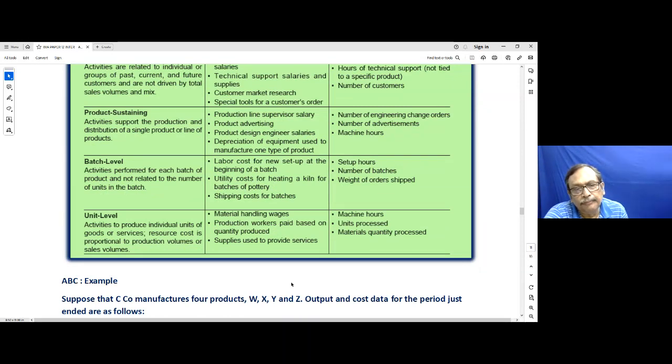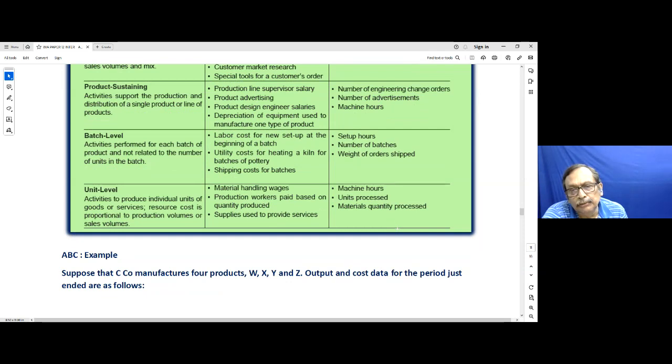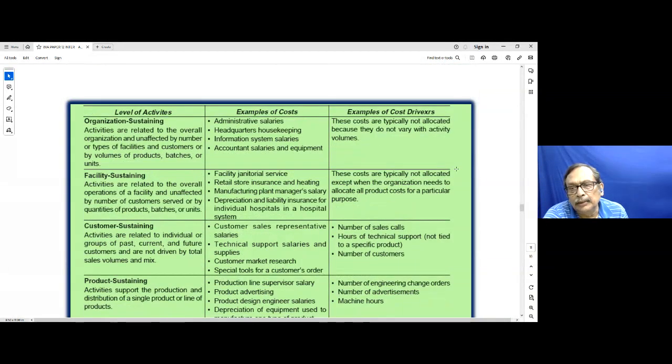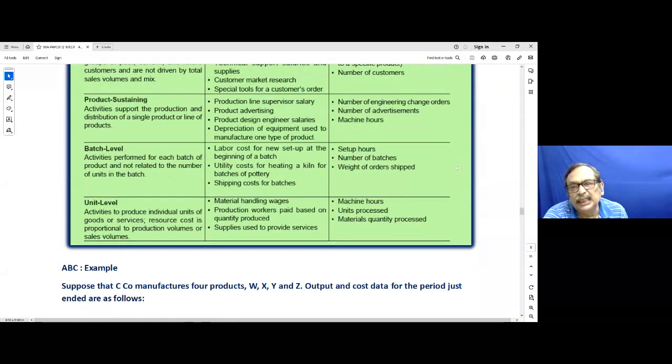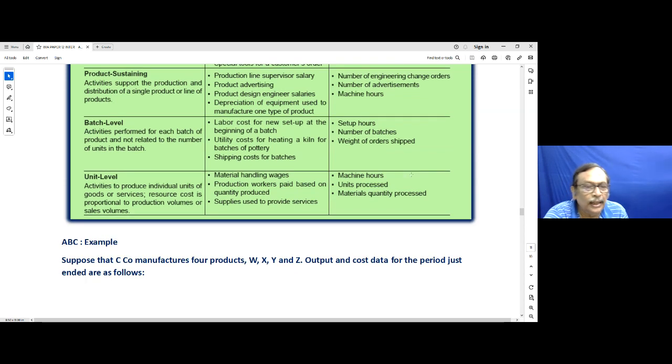Activities performed for each batch of product and not related to the number of units in the batch. Example: labor cost for new setup at the beginning of a batch, utility cost for heating or cleaning for batches of pottery, shipping cost for batches, etc. Then cost drivers may be setup hours, number of batches, weight of order shipped, etc.